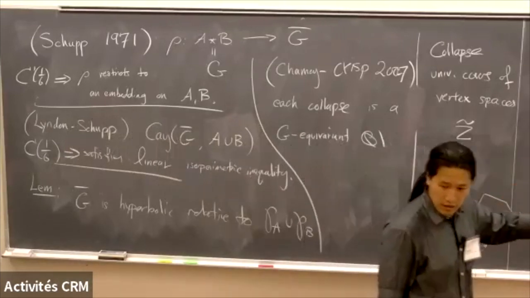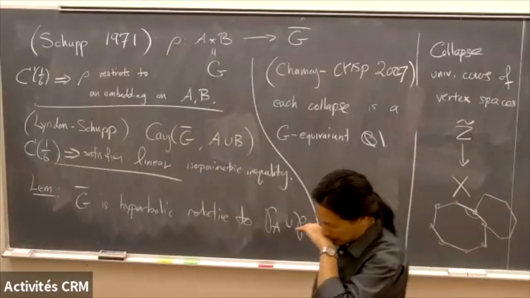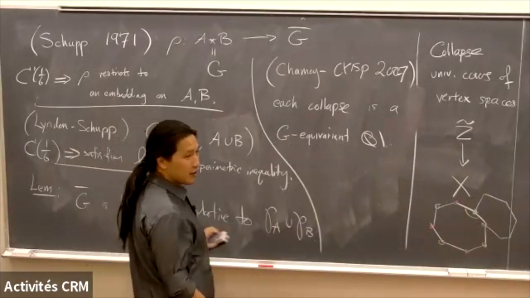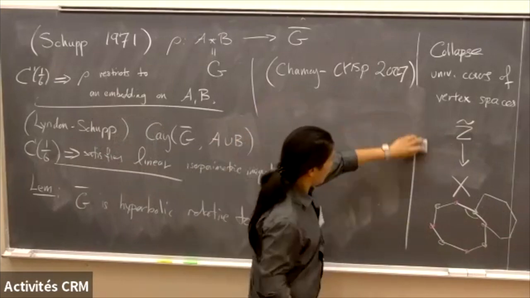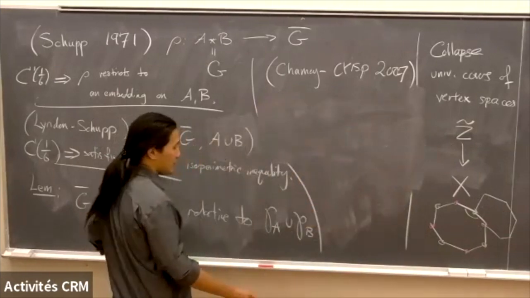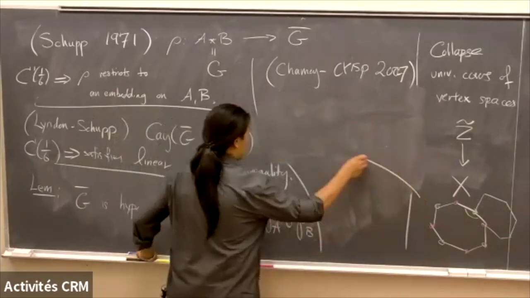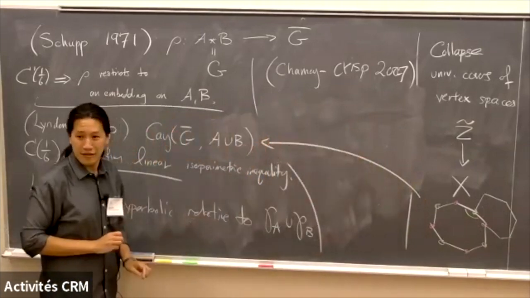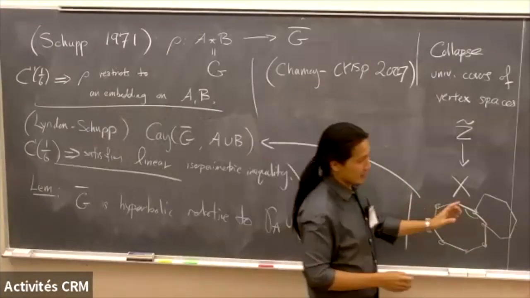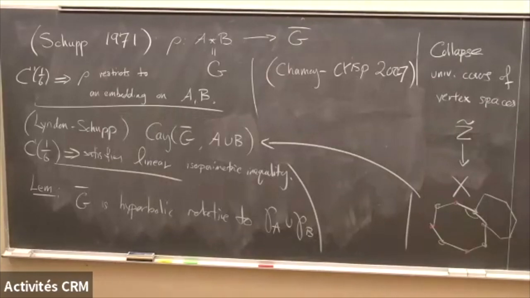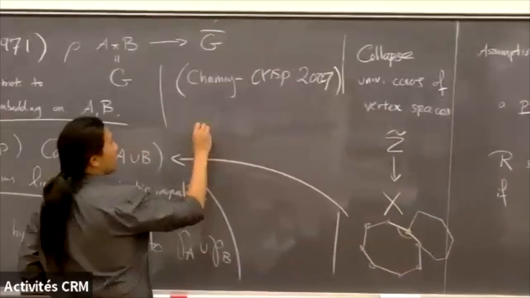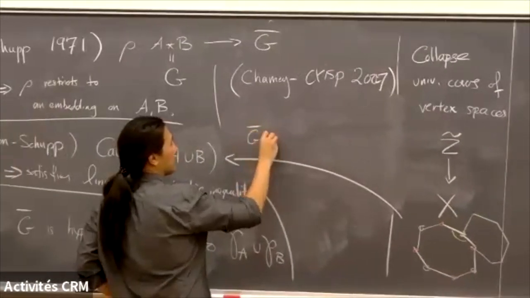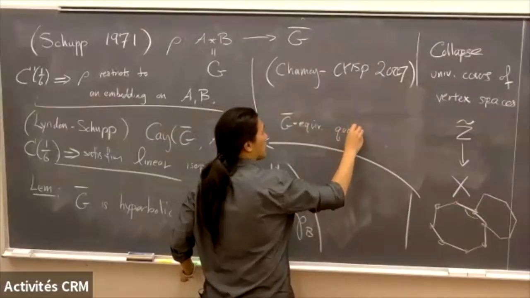Let me just draw an arrow. I think it will make everything better. I'm going to define a map from X to this. How do I define that map? Uncollapse, blow up the vertices, and then collapse back down to the relative Cayley graph. This is a G-equivariant, G bar-equivariant quasi-isometry.